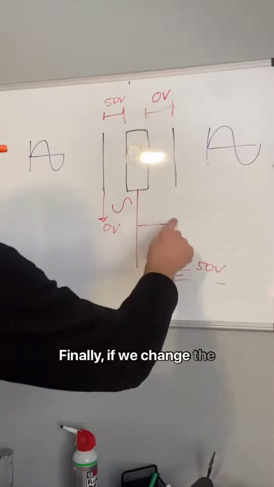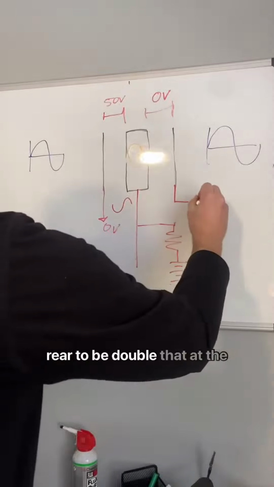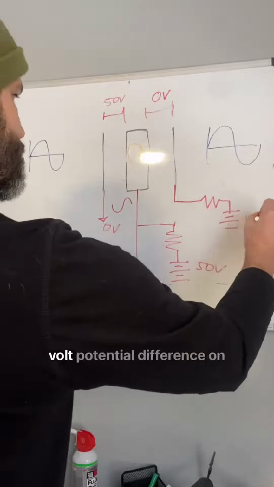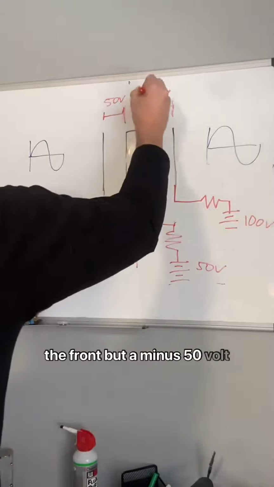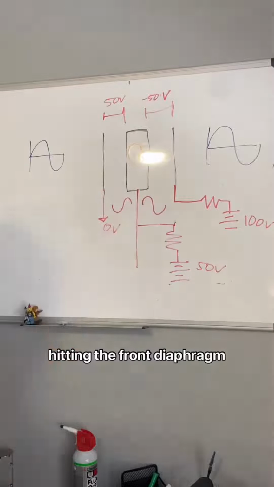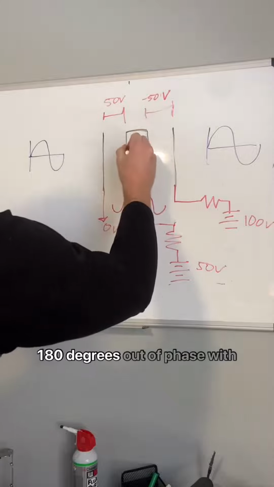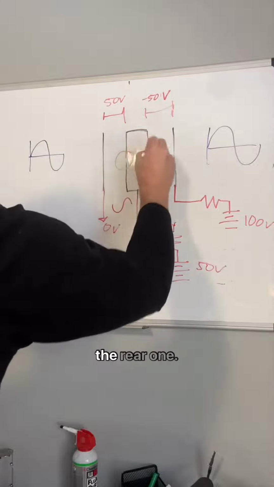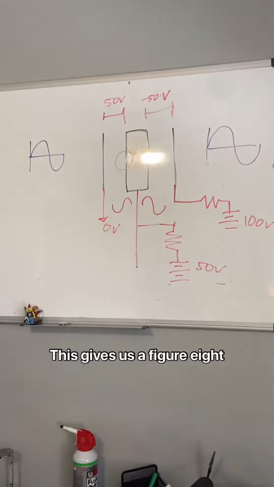Finally, if we change the polarization voltage on the rear to be double that of the backplate, we now have a 50 volt potential difference on the front, but a minus 50 volt potential difference on the rear. That means that a sound wave hitting the front diaphragm will generate a signal that's 180 degrees out of phase with the same sound wave hitting the rear one. This gives us a figure 8 polar pattern.